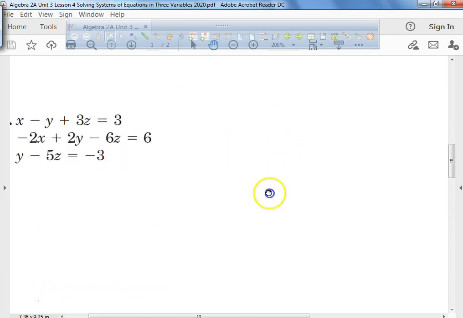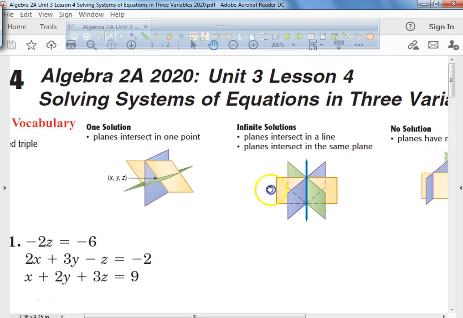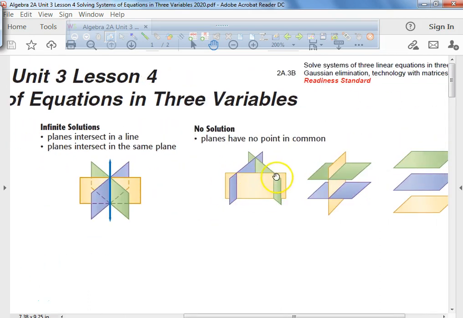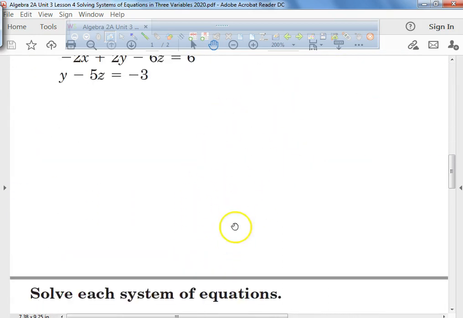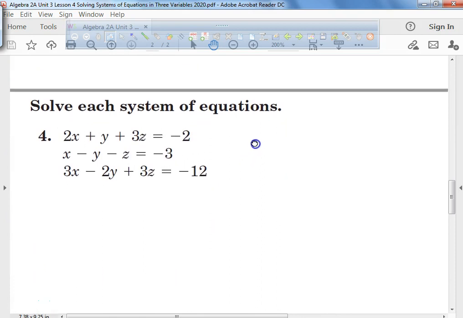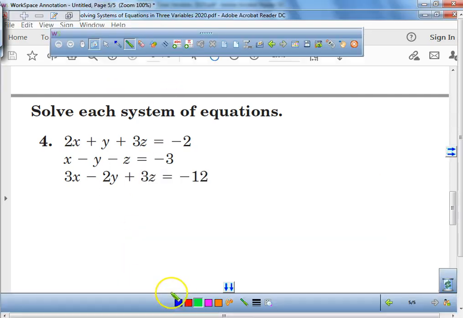All right? So here's what I had to do. Listen, as a teacher, I have to give you the scenario where there's 1, where there's infinite, and where there's none. So we took care of those. From now on, there's going to be a solution. So put number 4 in your journal, and this is going to be the one where you actually have a solution. We are going to have an ordered triple, an x, a y, and a z. Here we go.